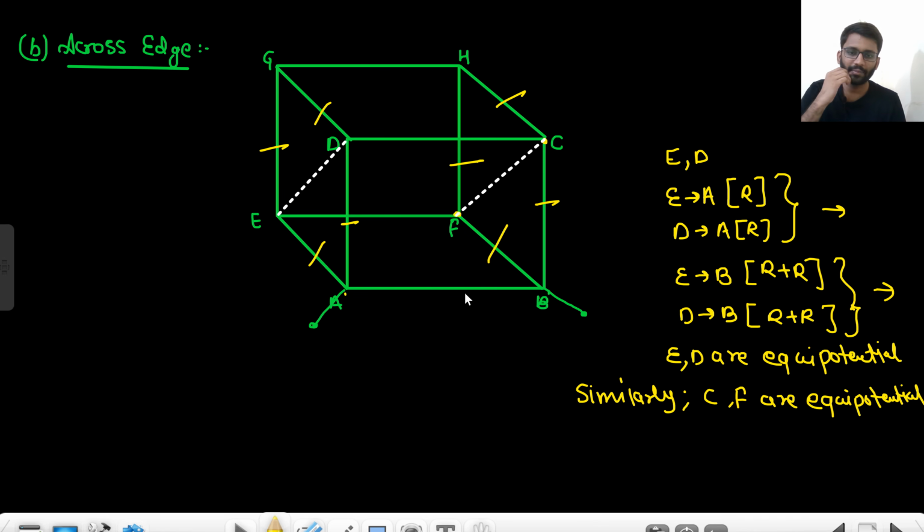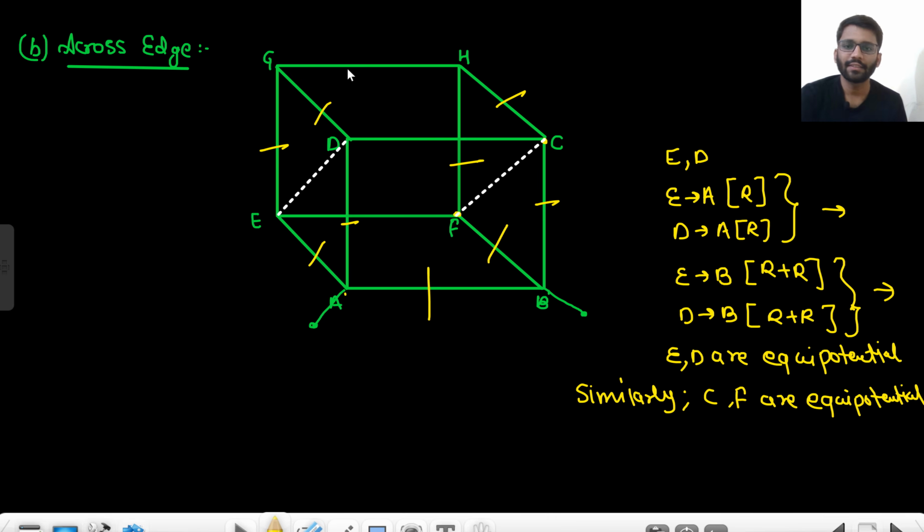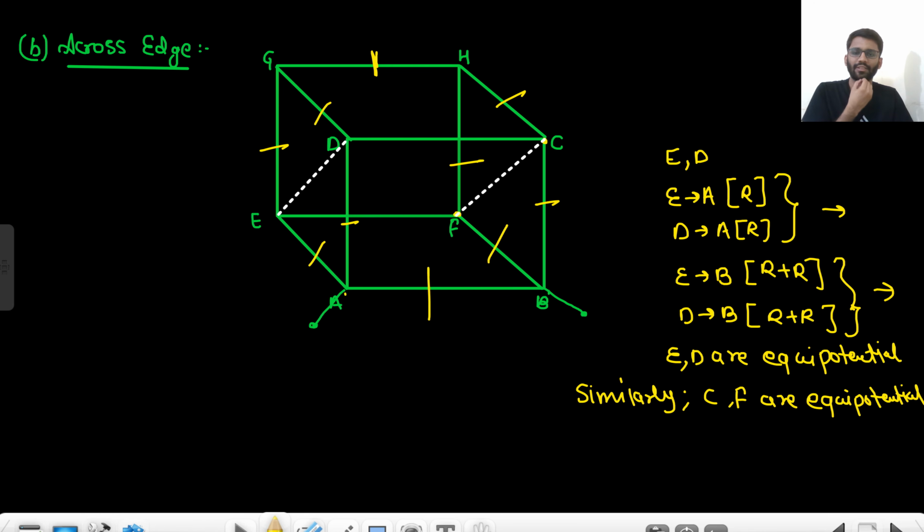Between A and B we have R. Now between G and H, we are having R. So did I miss anything? I guess I missed something.